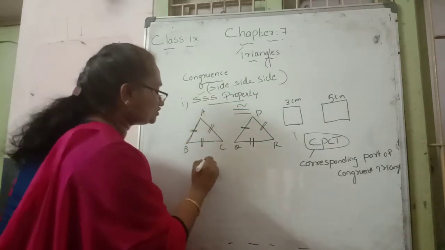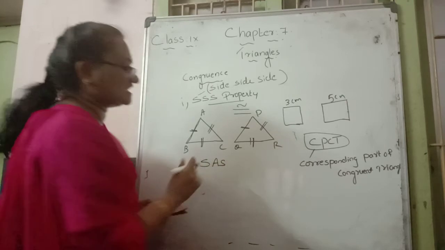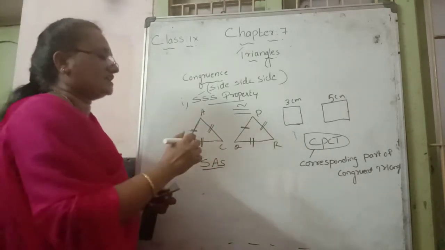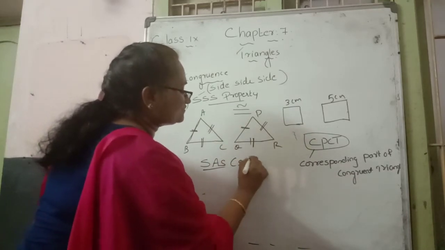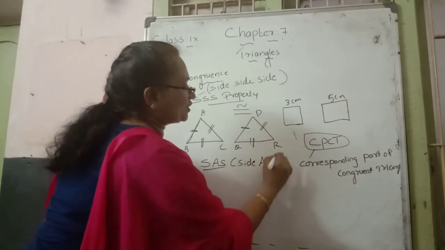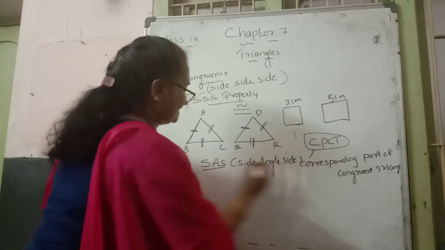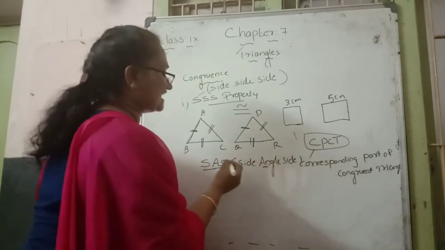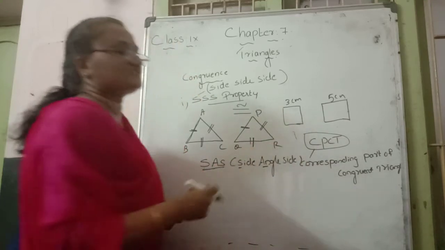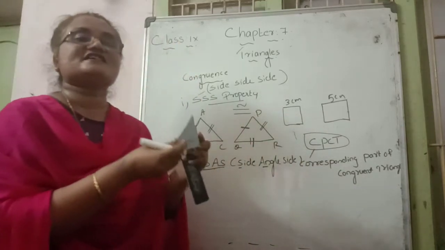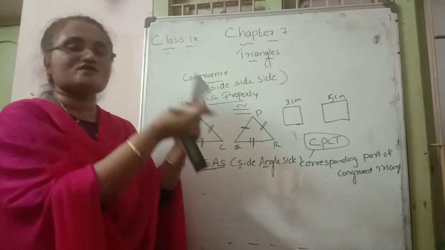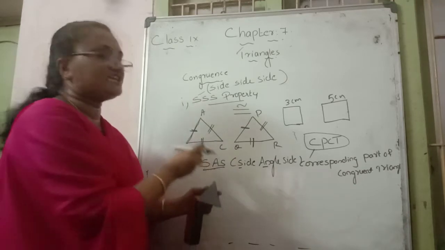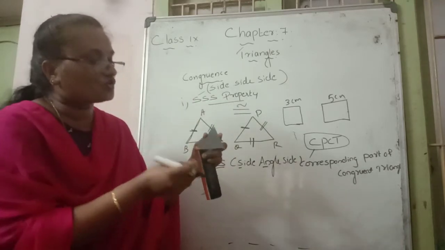Next we go to the SAS property, the second property. That means the side-angle-side property. The first letter S represents side, A represents angle, and the second letter S represents side. The rule says that 2 sides are taken along with the middle angle. That means any 2 sides.